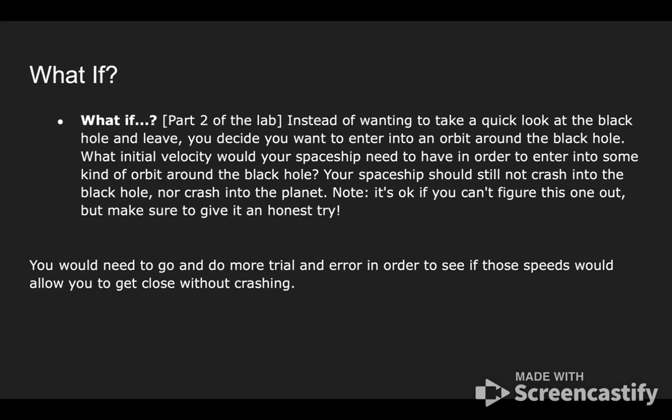So the what if. Basically, if you wanted to take a quick look at the black hole and then leave, instead of doing that, if you want to orbit around the black hole, you would need to find a different initial velocity, and that would also just be trial and error. I tried for about an hour of doing this and could not get any numbers close. So yes, you definitely could do it by using trial and error.